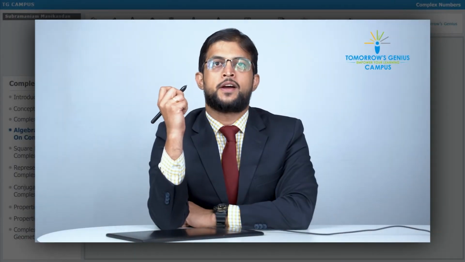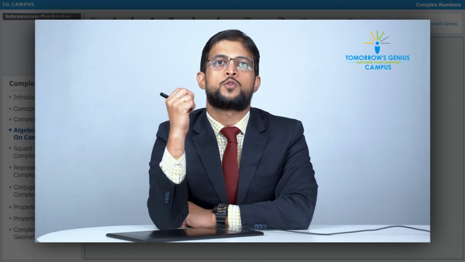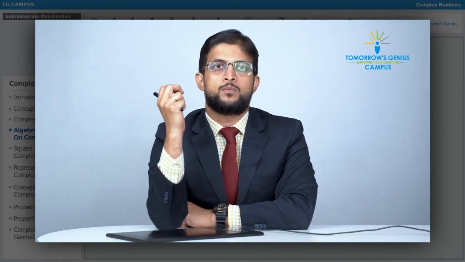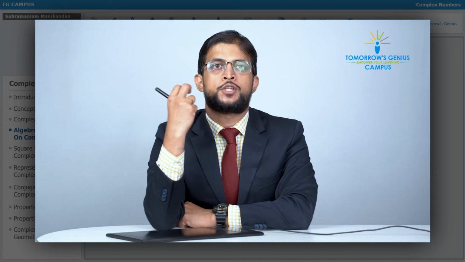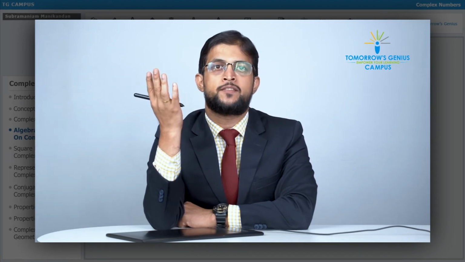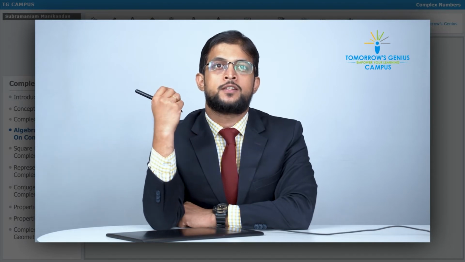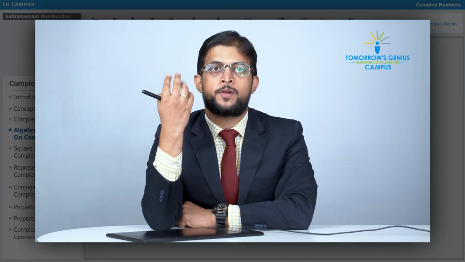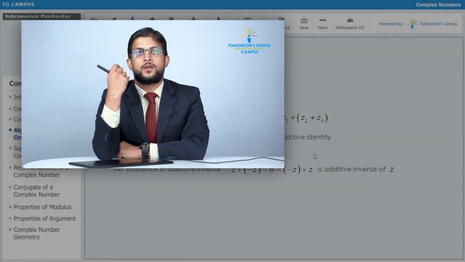How do we add two complex numbers? What are the properties? Most of the properties of simple addition that we have learned in 6th and 7th grades, the properties of commutativity, associativity, distributivity, etc., are also applicable to complex numbers. Okay, first property.